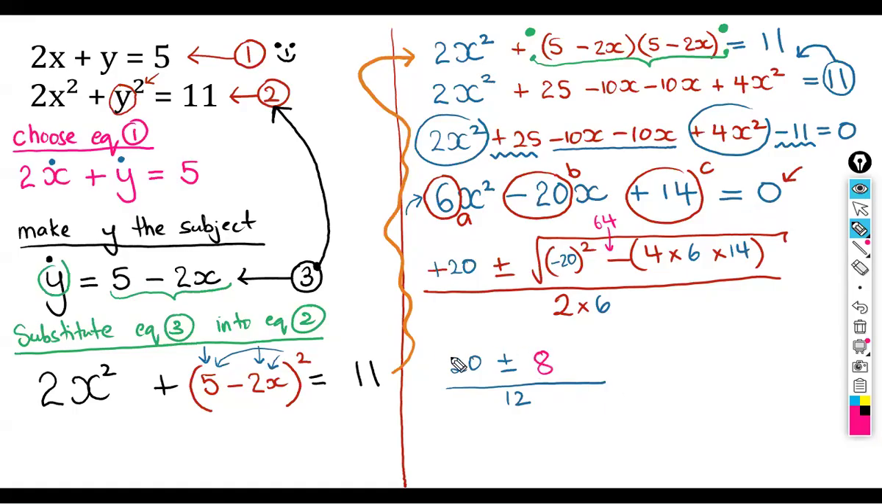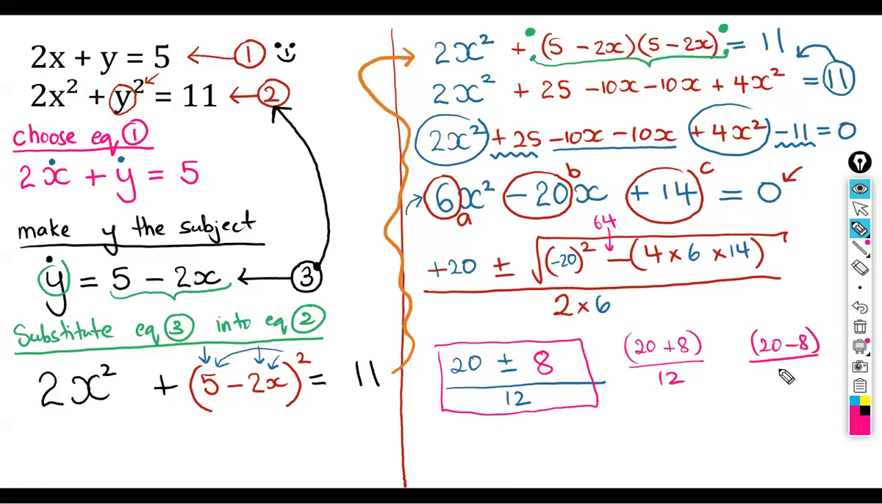Right. So we're supposed to get 2 answers now, right? So you have 20 plus 8. Make sure the top is in brackets and divided by 12. This will give me my first answer. And then you say 20 minus 8 in brackets and divided by 12. Make sure you have the brackets there. Otherwise, your calculator will give you the wrong answer in a lot of the cases. I know I mentioned that. I've been saying that for 2 weeks straight. So 20 plus 8 in brackets divided by 12.